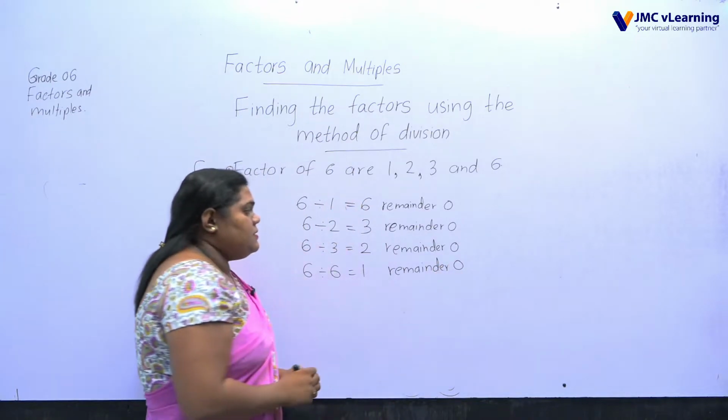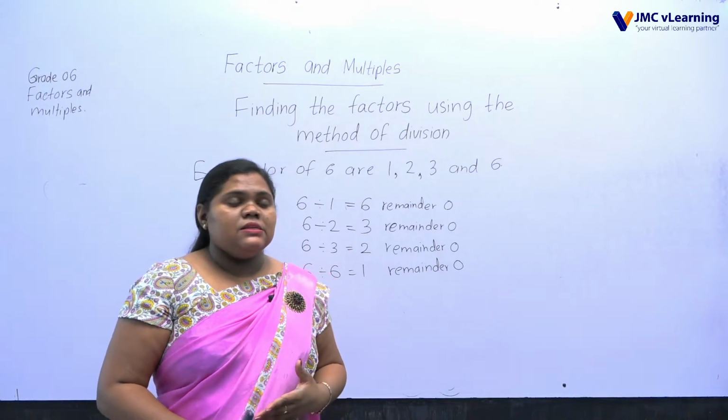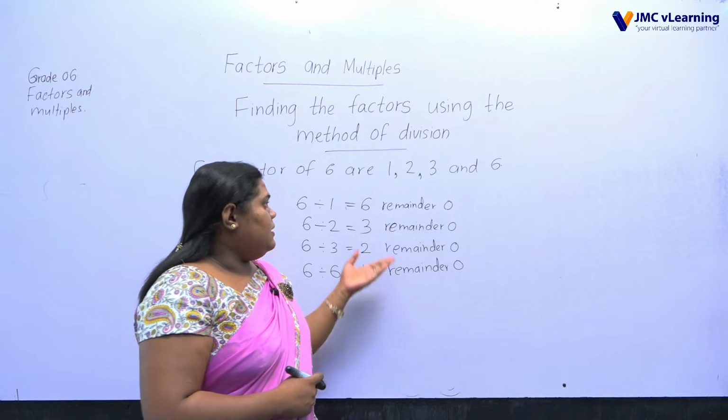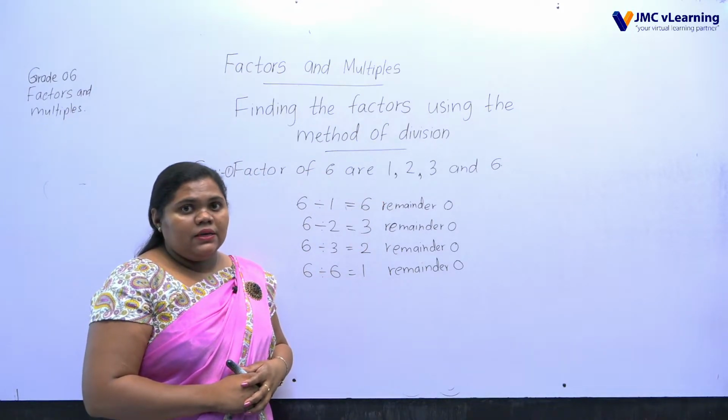So now you can understand, when we divide the original number by its factors, there is no remainder. So very easily we can divide the original number by factors. Okay.